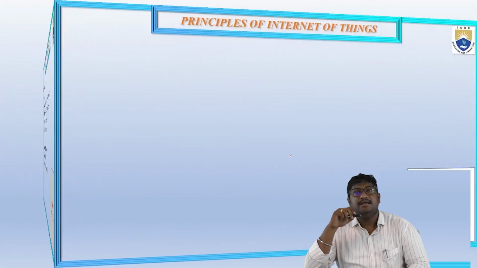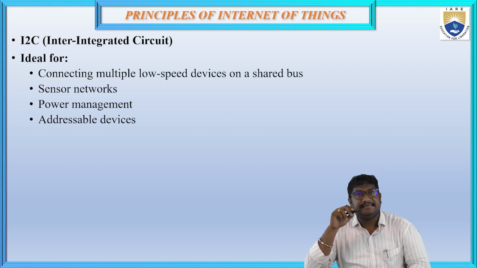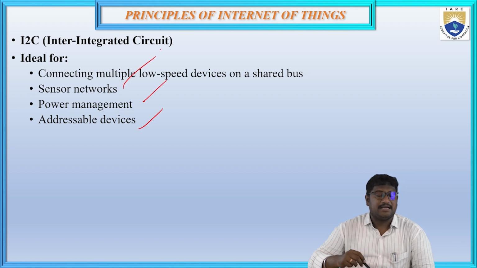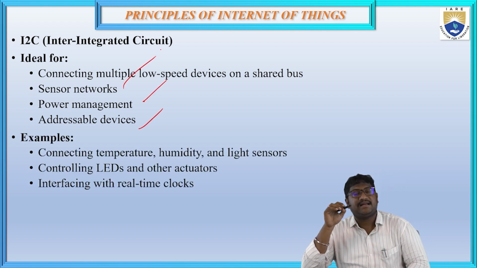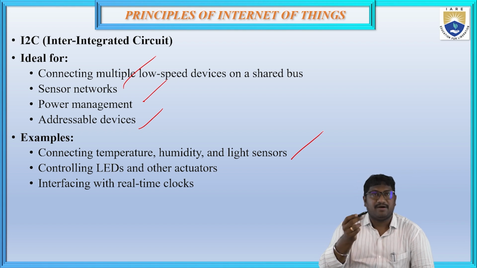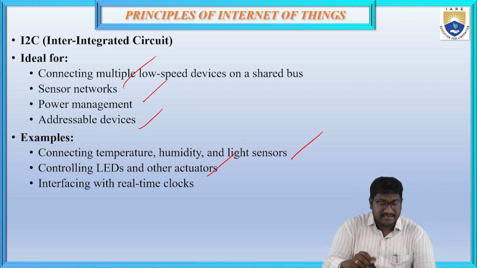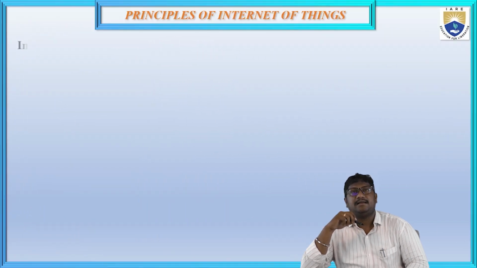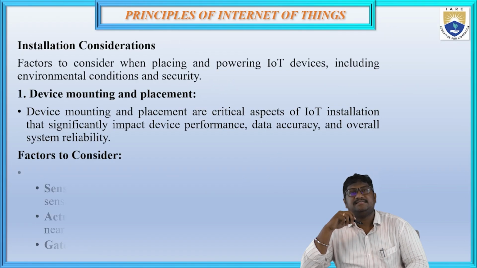Coming to I2C, inter-integrated circuit. I already discussed all these three, so I am going a little bit fast. Have a look. Connecting multiple low-speed devices on shared networks, sensor networks, power management, and addressable devices. These are ideal for I2C. And the examples are collecting temperature, humidity and light sensor data with the help of a sensor network, controlling LEDs along with other activities, and interfacing with real-time clocks. These are the things which are shown.